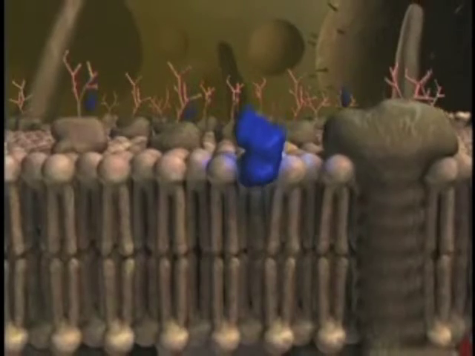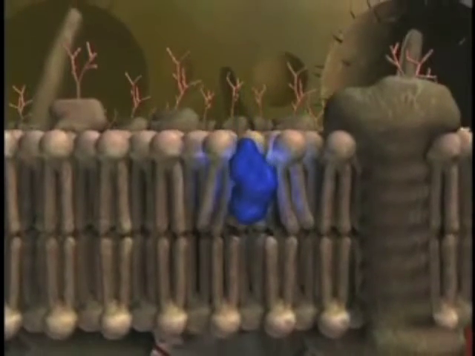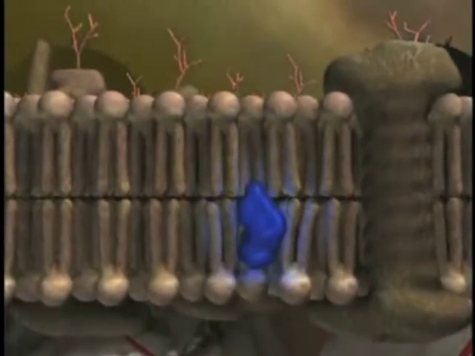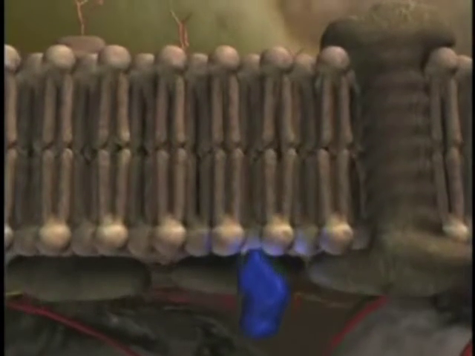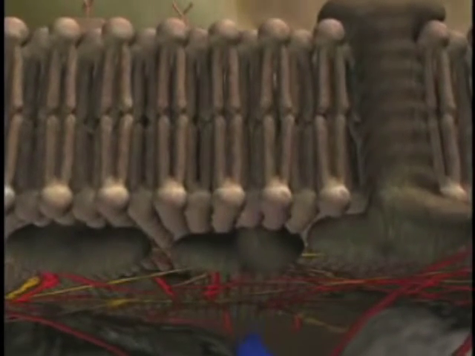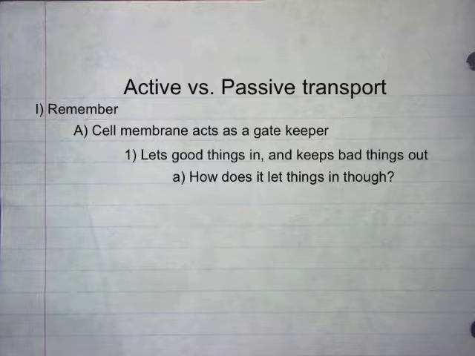We've already seen how the cell membrane is a semi-permeable membrane, letting some things in and keeping some things out. But how exactly does it bring things in and out? Today we're going to see the two types of transport, active and passive.